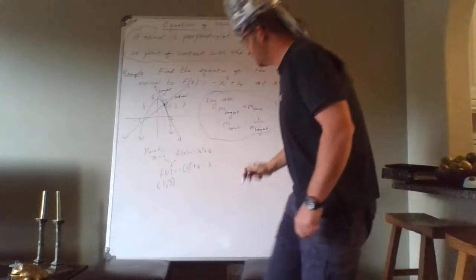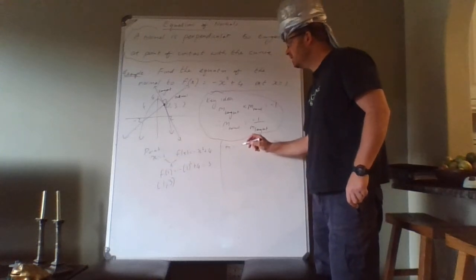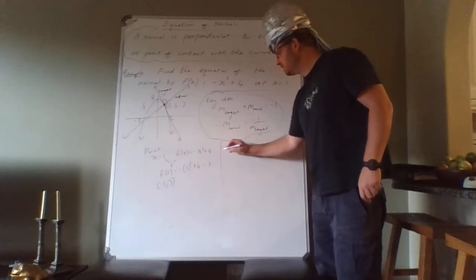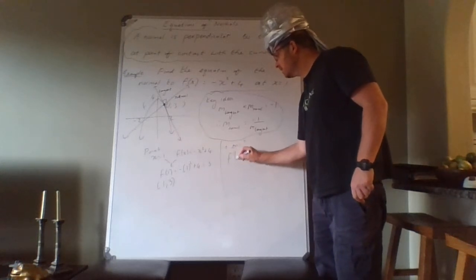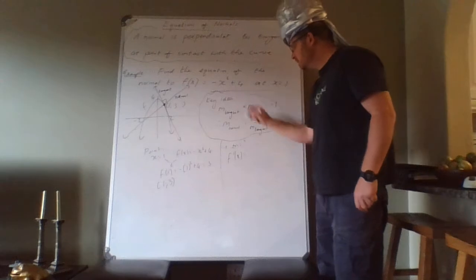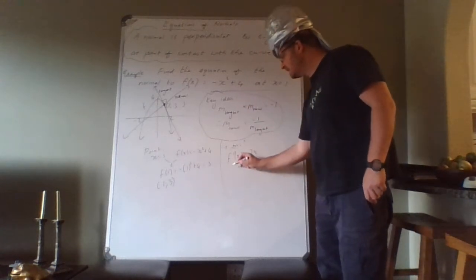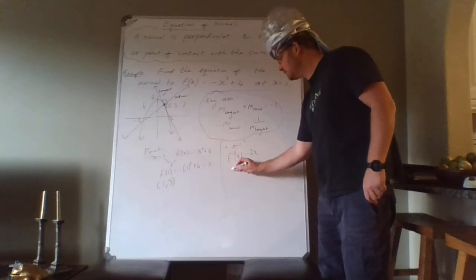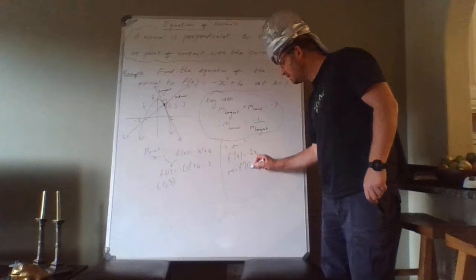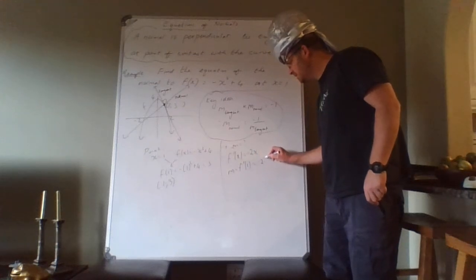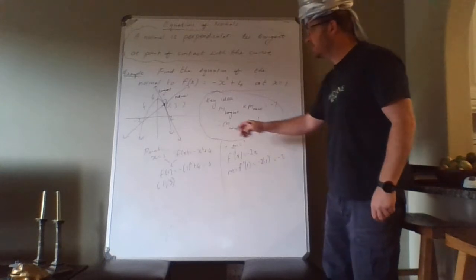The next thing I need is the gradient, and the gradient is going to be found by subbing into the derivative. So f of x is negative x squared plus 4. Find your derivative equation, which is going to be negative 2x for that curve. We're looking for the gradient at x is equal to 1. So the gradient is equal to f dashed of 1, which is equal to negative 2 times 1, which is negative 2. Does that make kind of sense?